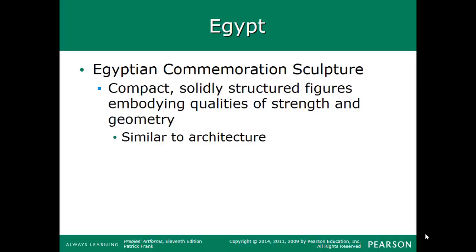Something about the way they would do their sculptures, they would do them in this fashion. They would make them very compact. They would be solidly structured figures that would embody qualities of strength and geometry. So they would purposely create them compact and solid to make them stronger, similar to architecture.